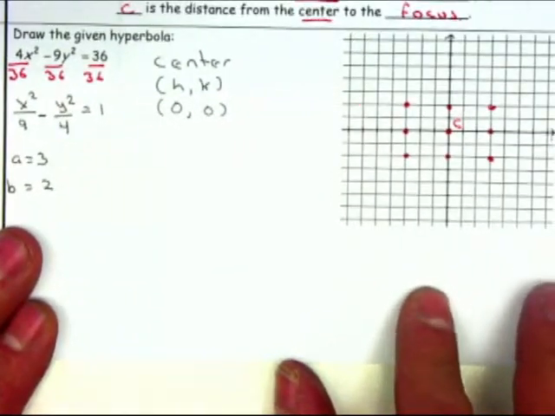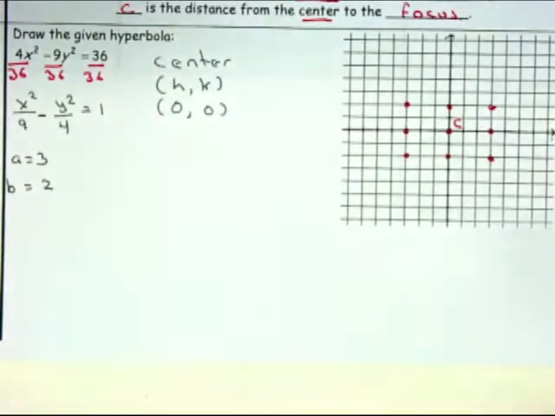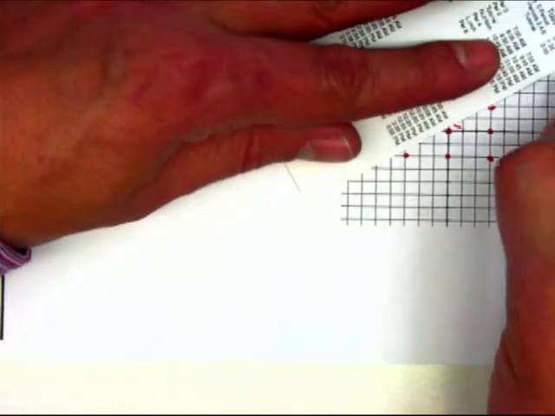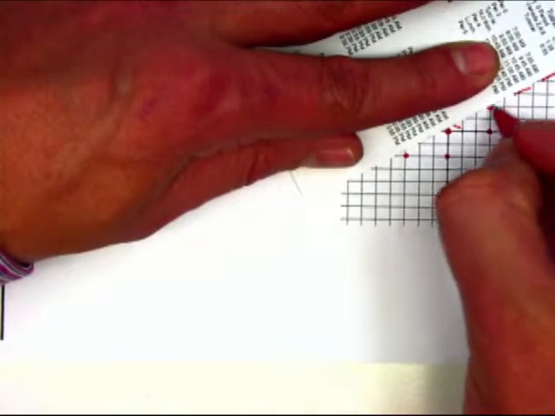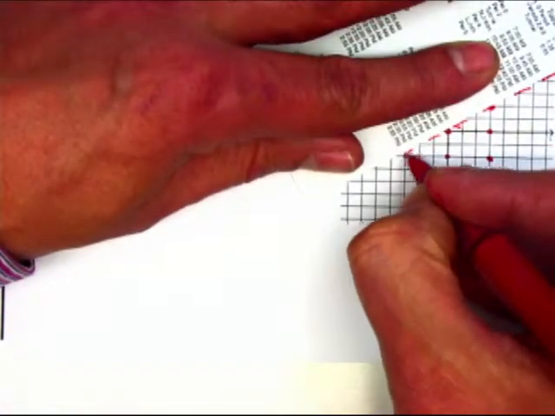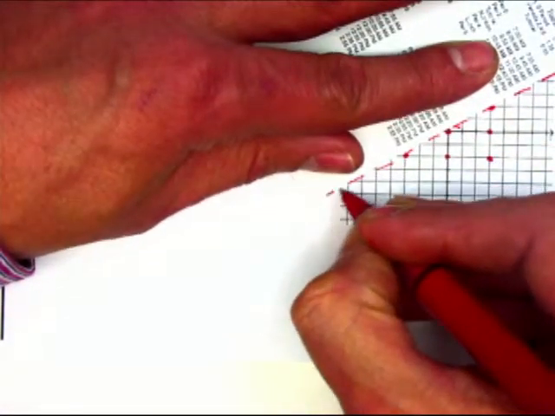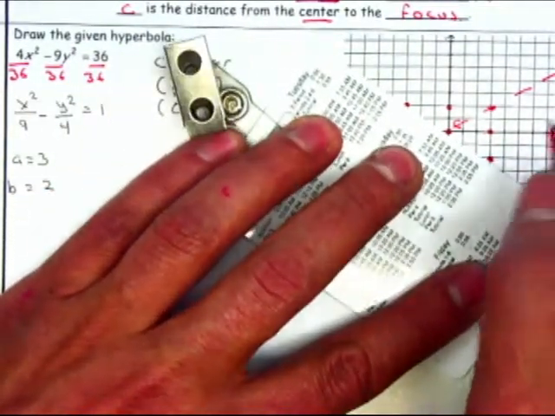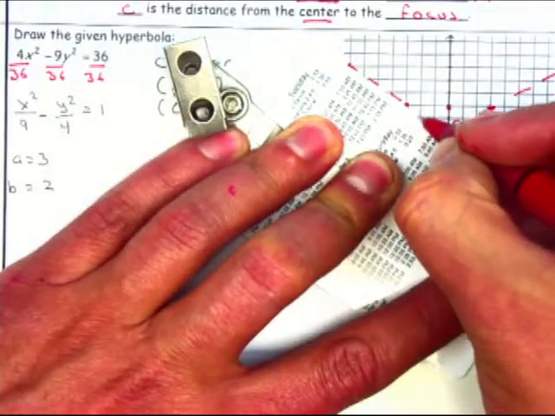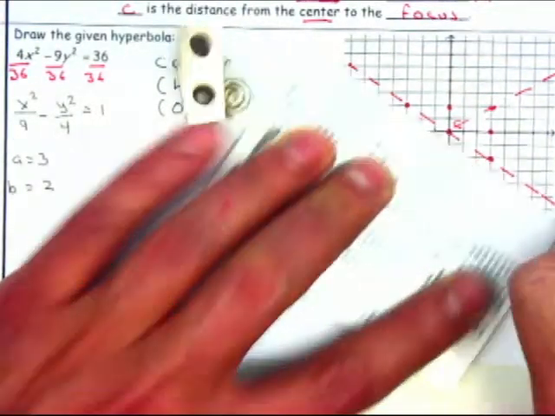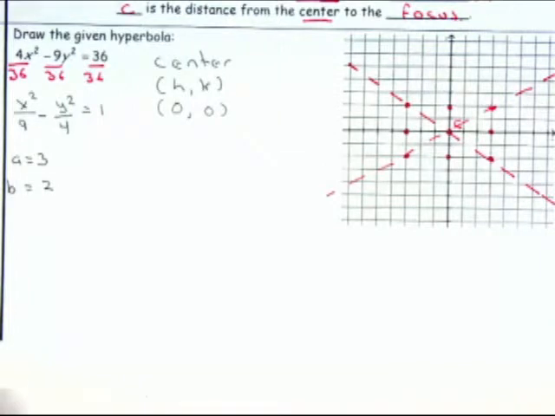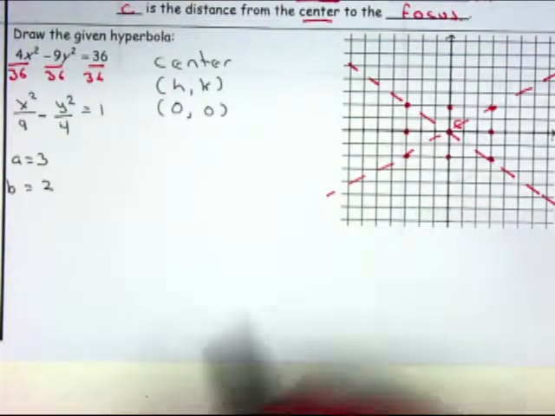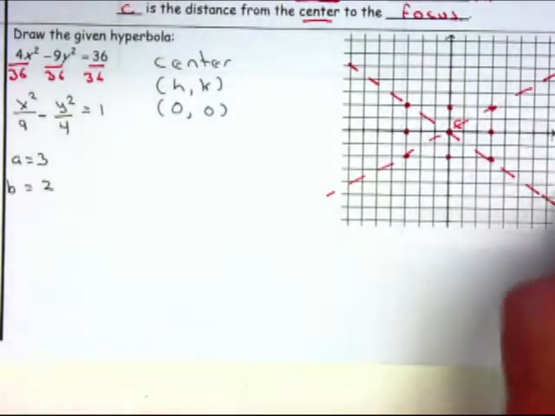So I'm just going to find the corners. One here, one here. The corner will be here, and the last corner will be here. We are drawing the corners to be able to help us draw the asymptotes. And the asymptotes will help guide us through the process of drawing the hyperbola. So this is the first one. And this is the second.